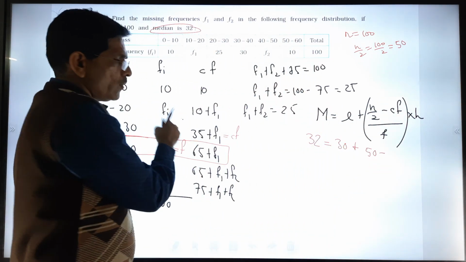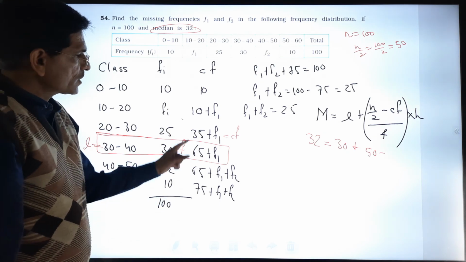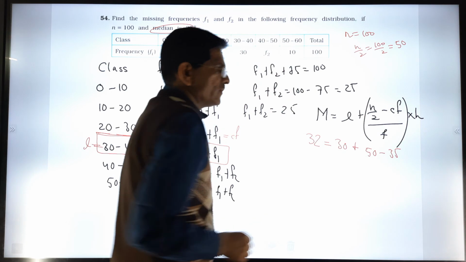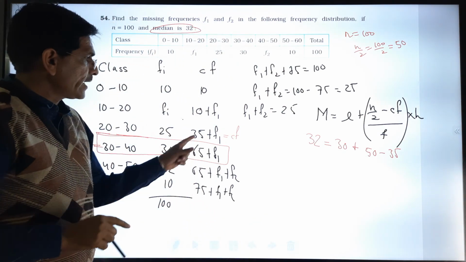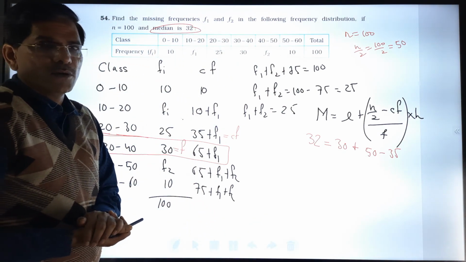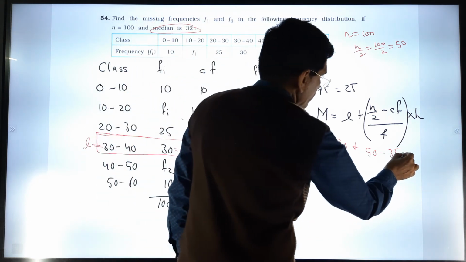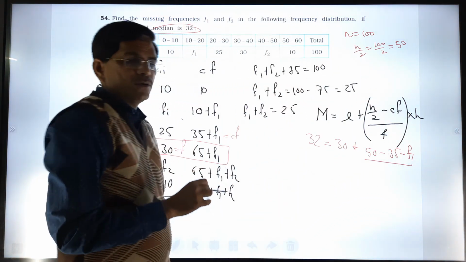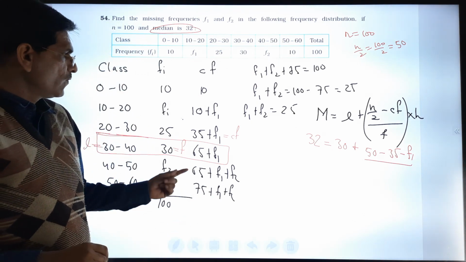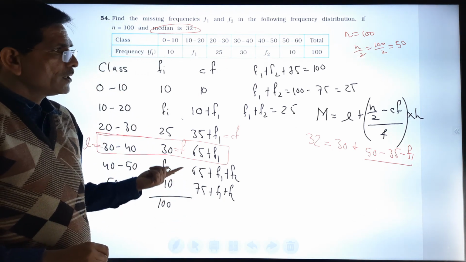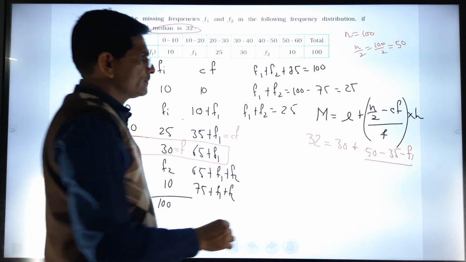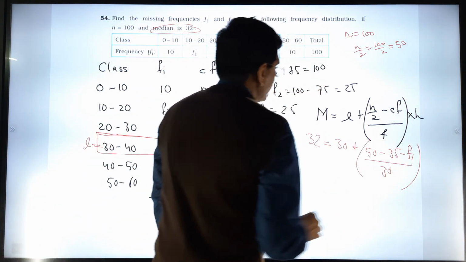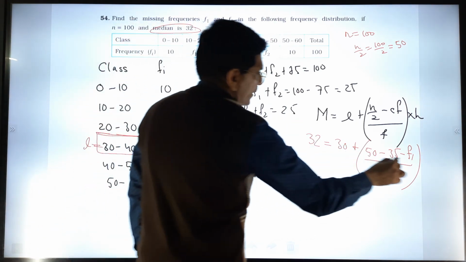Minus CF. Now, an important step here. Mostly we have seen that students make a mistake: they write only 35 with a minus and write F1 with a plus. But here F1 is also minus. Why? Because there is a negative sign outside the bracket. Now the frequency F, what is it? That is 30. And the median class height is already 10.